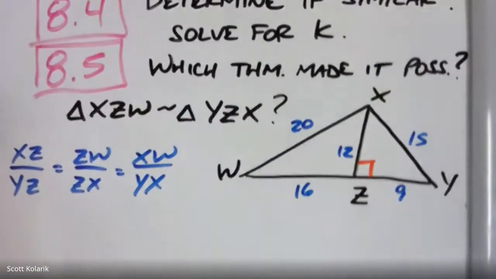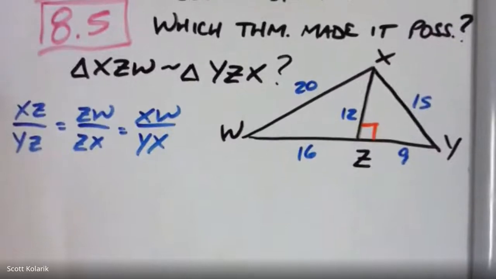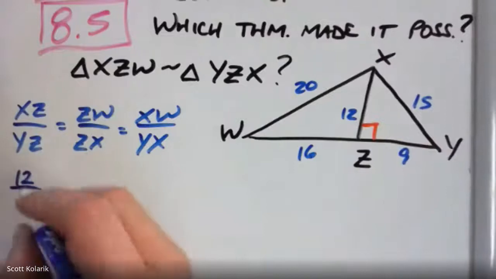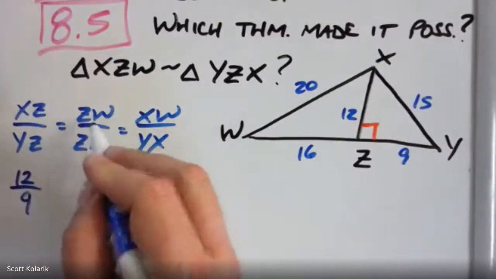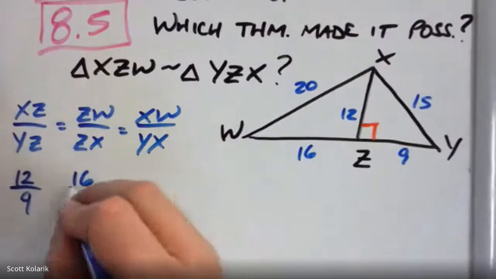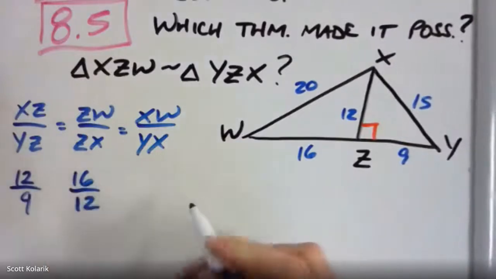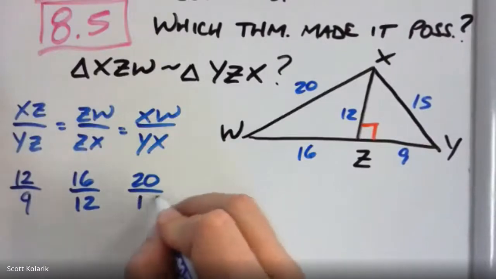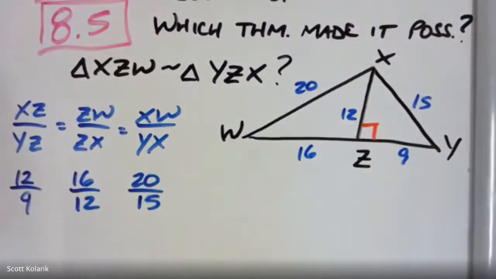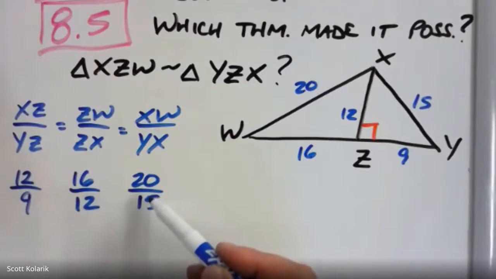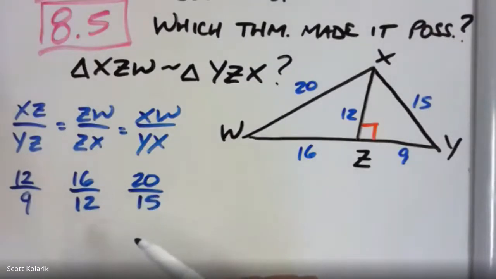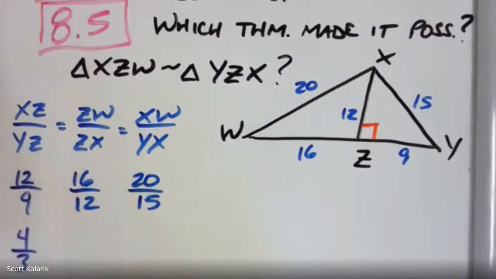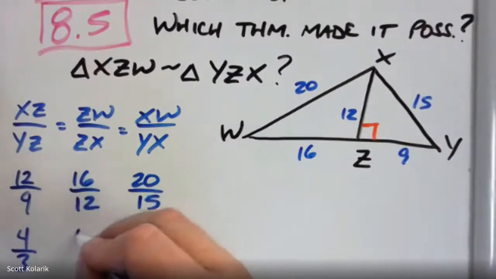Okay, so let's go about solving this. I actually know all the information here, so I can just plug stuff in and go for it. So XZ in this case is 12, YZ is 9, ZW here is 16, ZX is 12, XW here is 20, and YX is 15. And so what I'm looking for here is each of these represents some proportionality, some ratio. I just need to reduce it to find out they're the same thing. 3 goes in the top and bottom here. That reduces to 4 over 3. 4 goes in the top and bottom here. That reduces to 4 over 3 again.